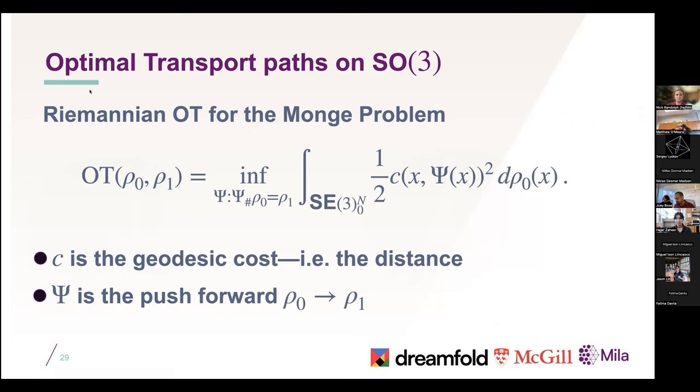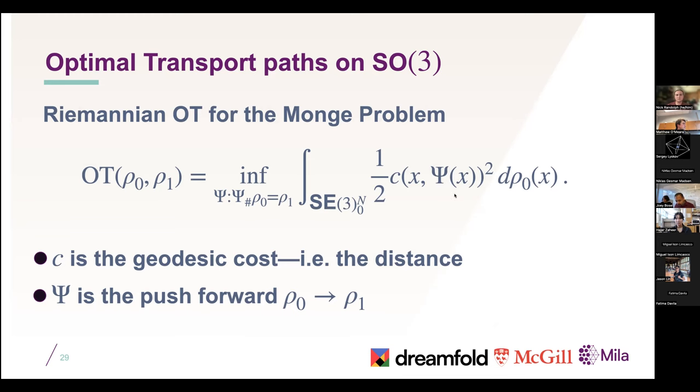In the Monge formulation of the problem, we have an infimum or optimization problem where you have some cost function C. Now C is the geodesic cost associated with transporting probability mass X with its push-forward operation psi of X. So the geodesic cost is equivalent to the geodesic distance that we talked about earlier. If you minimize this cost, it tells you which pairings from rho zero will match with which pairings from rho one. In this current form, this is difficult to work with.